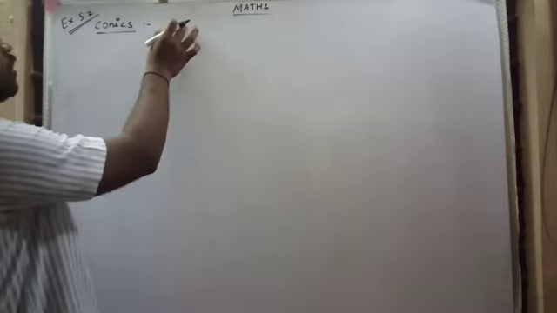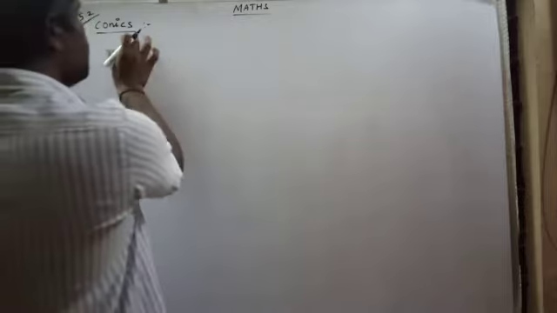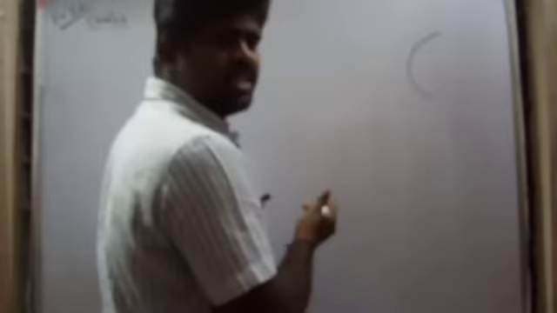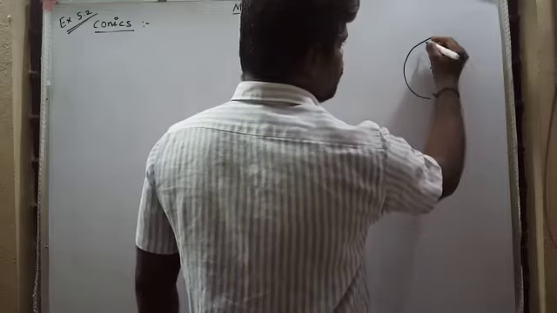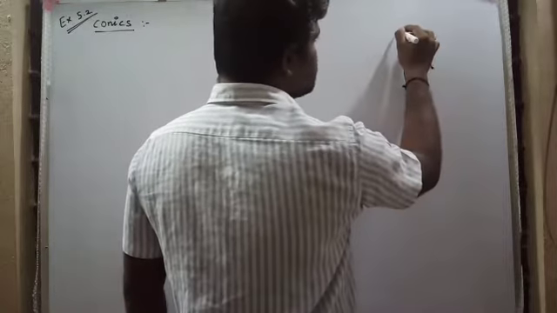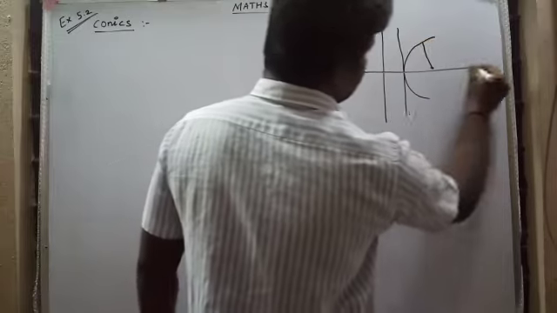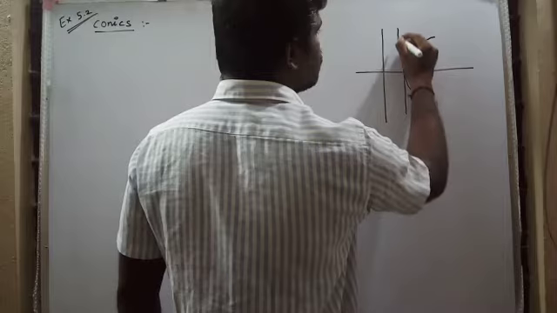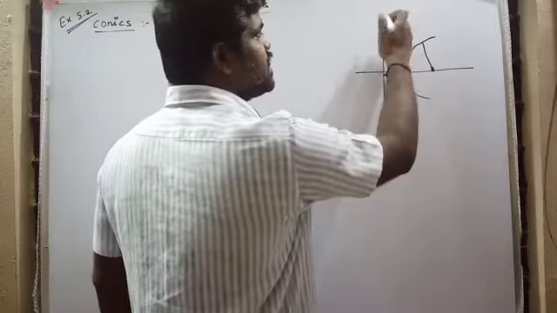Today we have to discuss the topic conics in two-dimensional analytical geometry. What is a conic? A locus of a point which moves in a plane so that the distance from the fixed point bears a constant ratio to its distance from the fixed straight line.